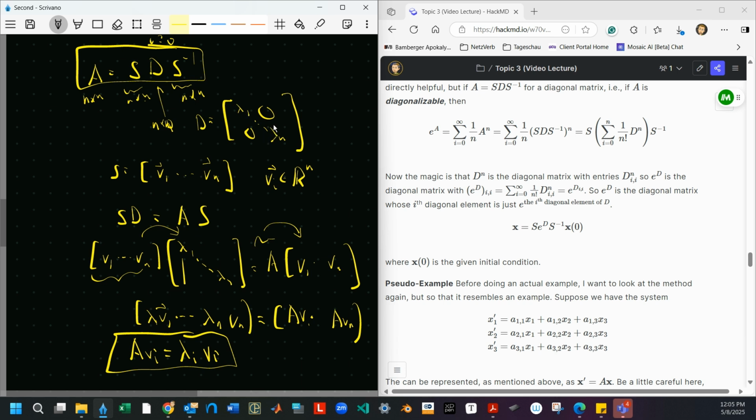The S's are not unique because I can always choose different eigenvectors, but the eigenvalues are unique up to the order in which they occur. We could reorder these, which would make slightly different versions of this, but we'd always have the same A. A is a fixed matrix.